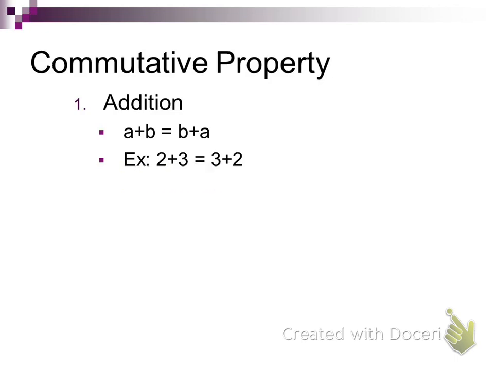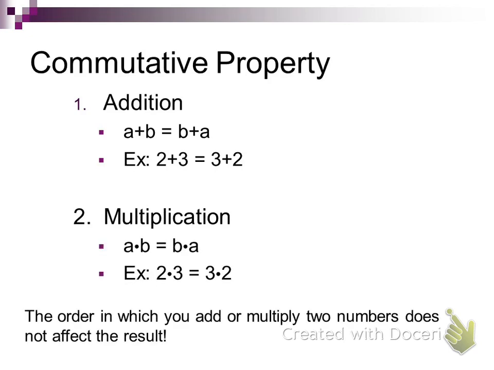Okay? I'm going to show you the commutative property of multiplication at the same time, and then I'll explain a little more. So the commutative property of addition states that A plus B equals B plus A. You could put real numbers in there. So 2 plus 3 equals 3 plus 2. Works for multiplication as well. A times B is the same thing as B times A. If you put real numbers in there, 2 times 3 is going to give you the same answer as if you did 3 times 2.